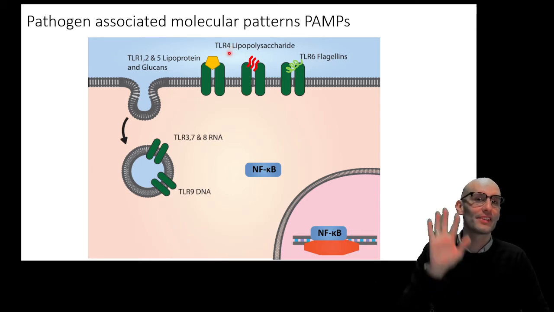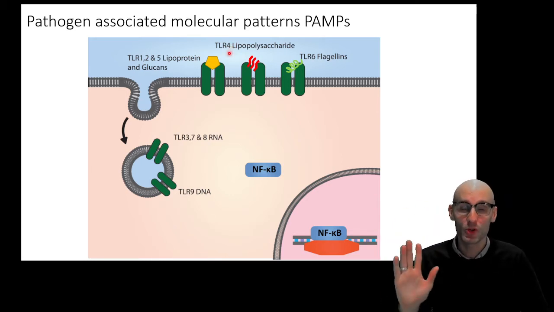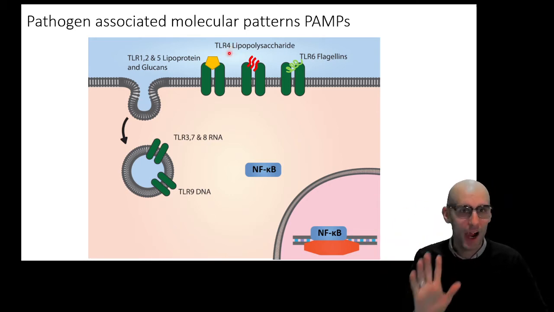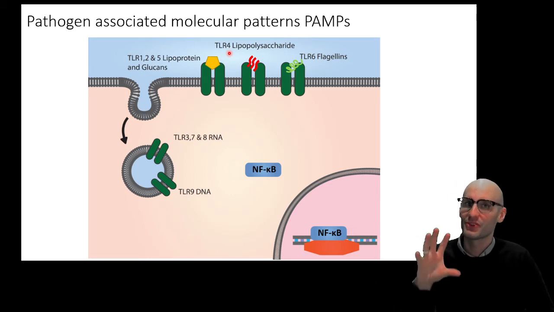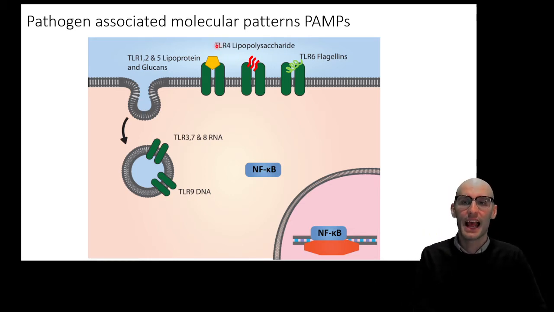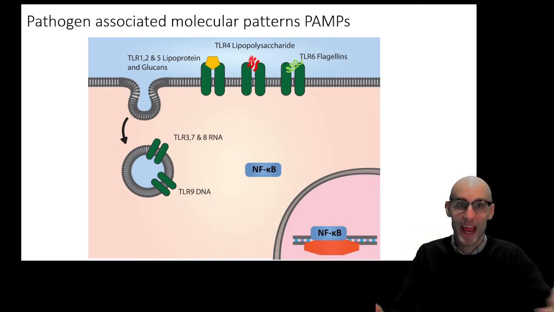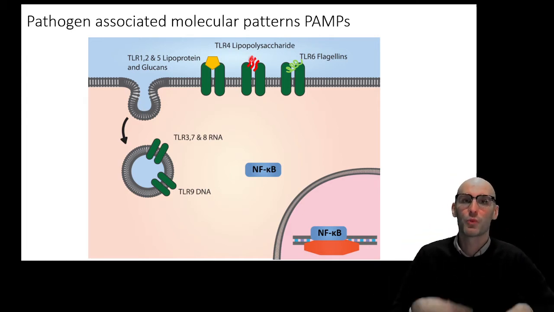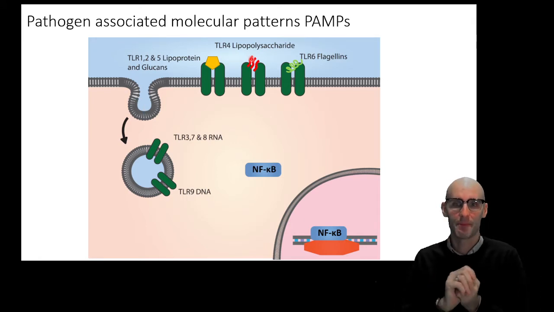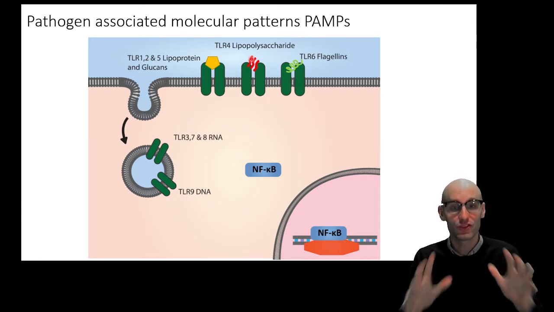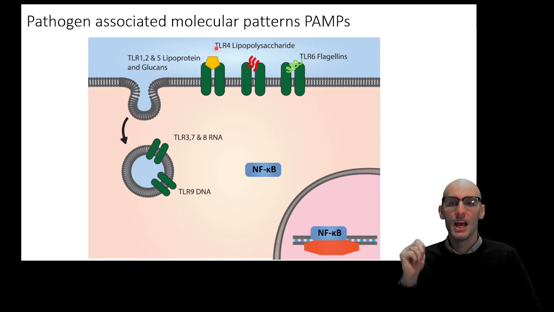TLR 4, this is a super important one, probably the most important PRR, pattern recognition receptor, that immune cells express, is TLR 4, and that detects lipopolysaccharide, which is the most famous PAMP, and it's the most widely utilized in research, the lipopolysaccharide. So that's super famous and it's definitely worth learning. So TLR 4 detects lipopolysaccharide.